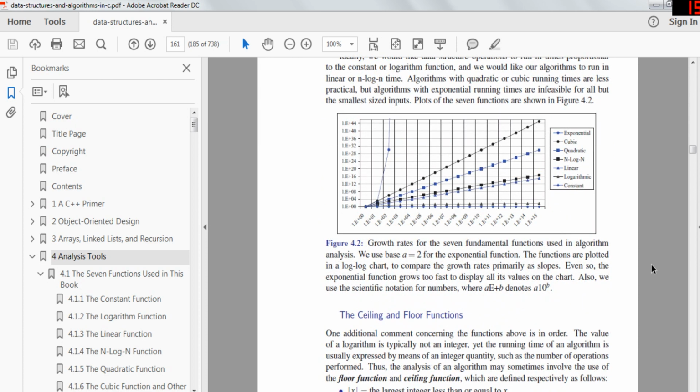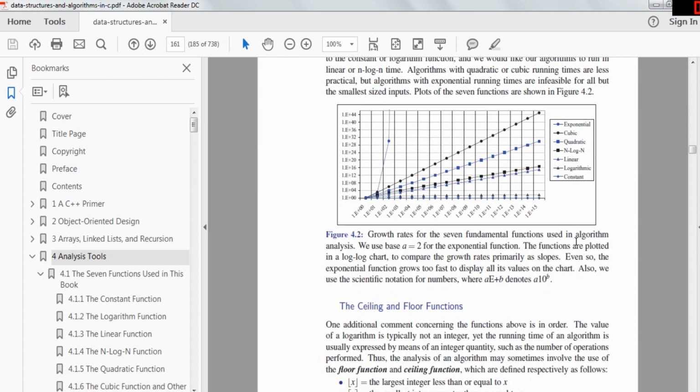Alright, these are the growth rates for several functions used in algorithm analysis. We use a base of a equal to 2 for the exponential function because the functions are plotted in a log-log chart to compare the growth rates primarily as slopes. The exponential function grows too fast to display all of its elements in the chart. That shows that the exponential function grows too fast. That means it's not efficient.